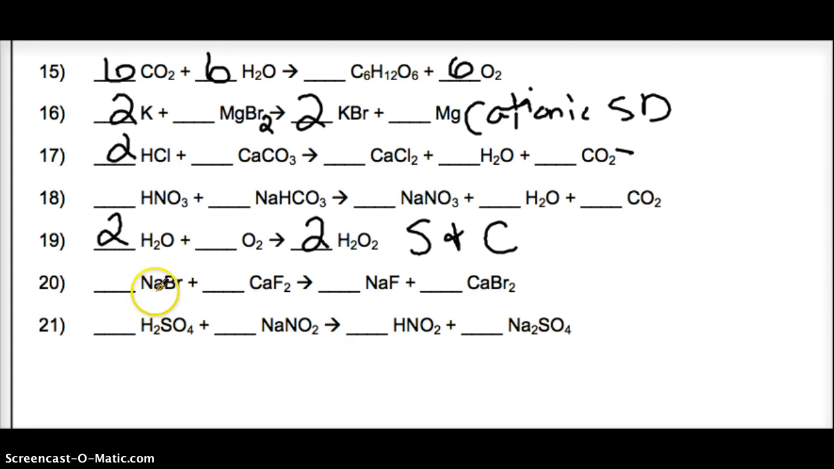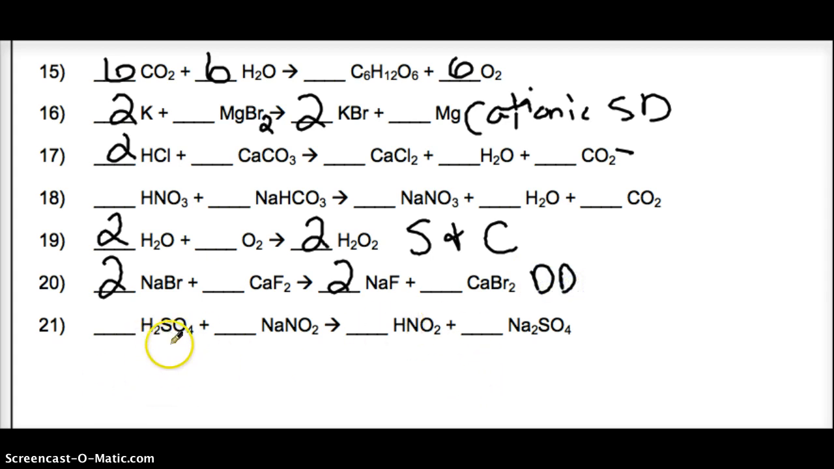Number 20, we have 1 Na, 1 Na, 1 Br, 2 Br. So I'm going to fix it, 2. Gives me 2 Nas, 2 Nas. 2 Fs, 2 Fs, 1 Ca, 1 Ca, we're balanced. We've got 2 things switching places. The Na is going to come with the F, Ca is going to go with the Br. So this is a double displacement or double replacement.